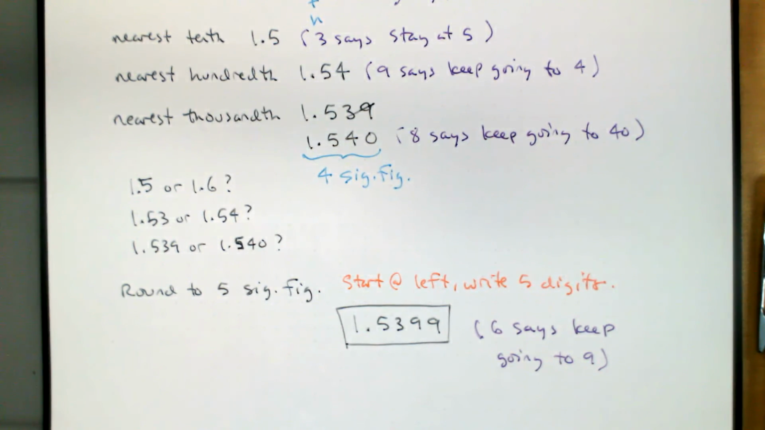I always have to specify where I want to round. Until we establish more rules for deciding how many digits to keep, I just have to specify. I'll say round to 5 significant figures, in which case this one would be 1.5399.